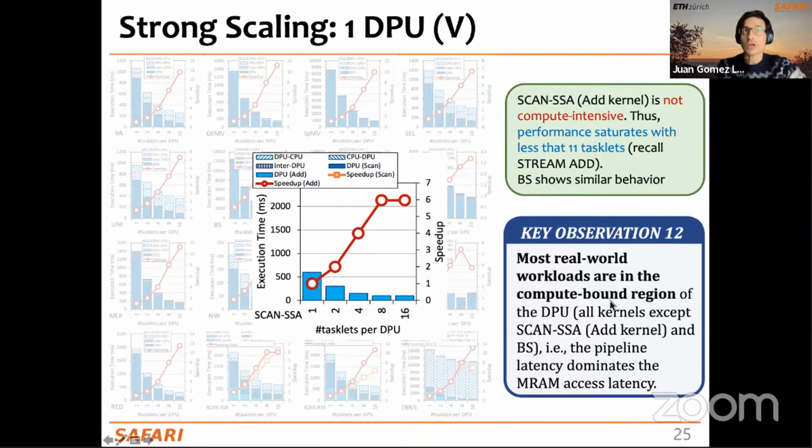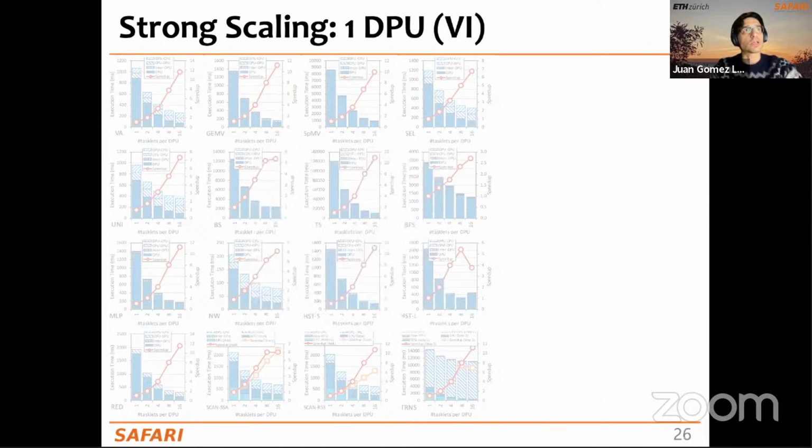But other than this one, most of the kernels and most of the workloads that we have tested are in the compute bound region. So it's reasonable to expect that the best performing number of tasklets will be 11 or more, unless we have intra-DPU synchronization primitives that may create some contention and might reduce the performance for number of tasklets larger than 11.